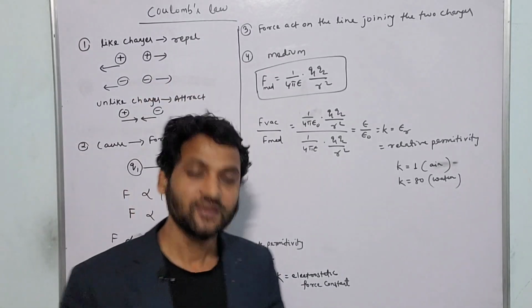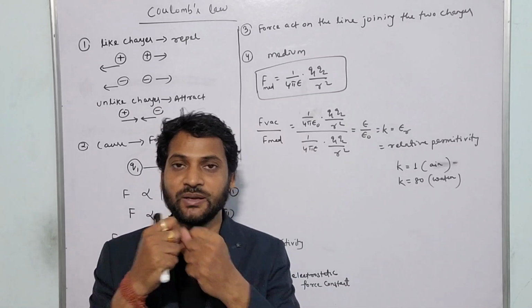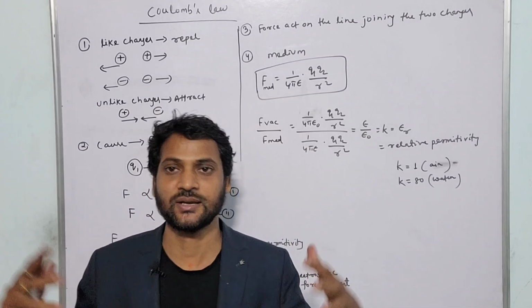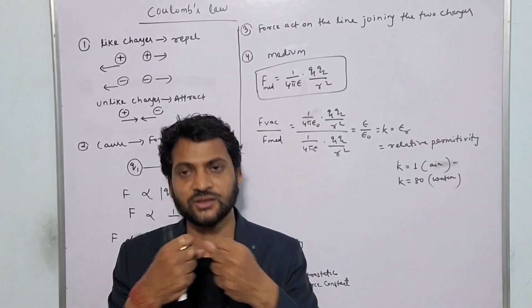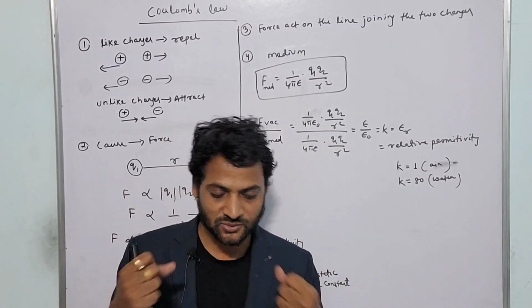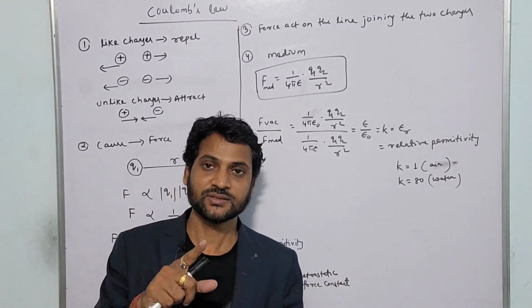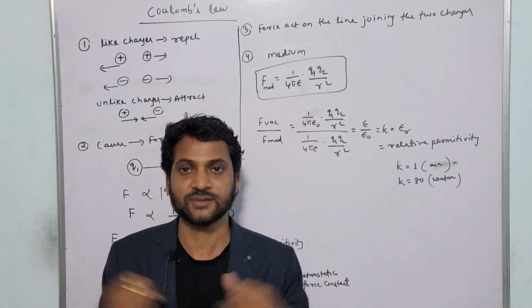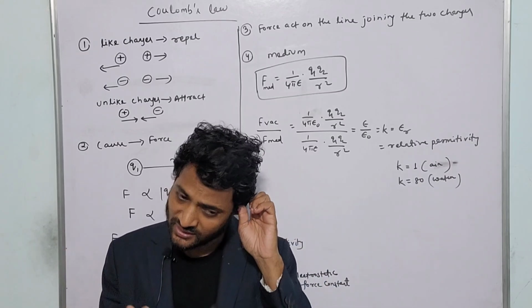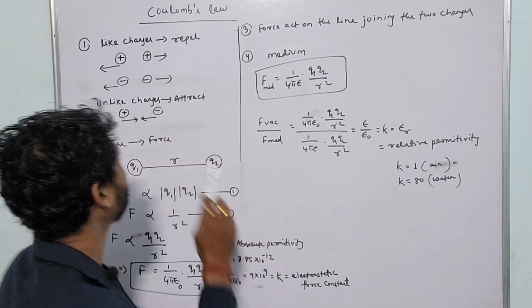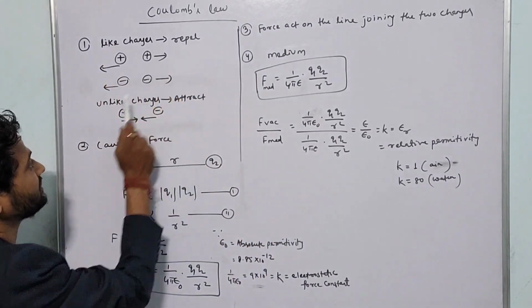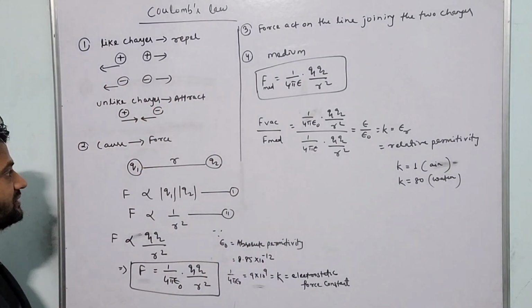The first law is similar kind of charges repel each other, opposite kind of charges attract each other. Similar kind of charges मतलब अगर प्लस प्लस होगा then repulsion होगा, माइनस माइनस होगा तो repulsion होगा. Dissimilar charges like plus minus होगा तो attraction होगा. You can say like charges repel each other, unlike charges attract each other. ये हो गया आपका first law.